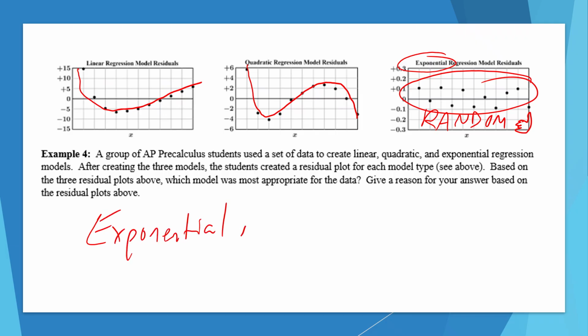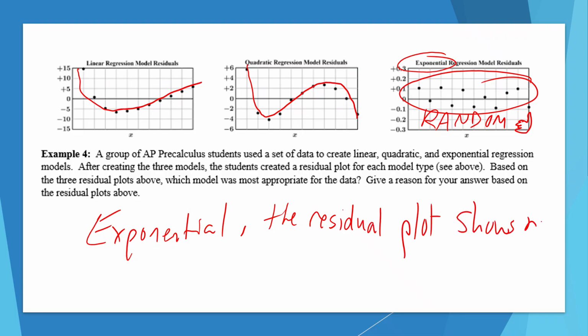And remember, these are residual plots. These are not the actual lines of best fit. Those are 2 very different things. So exponential should be the best, and then I would say the residual plot shows no pattern. And that would be my answer for example 4.